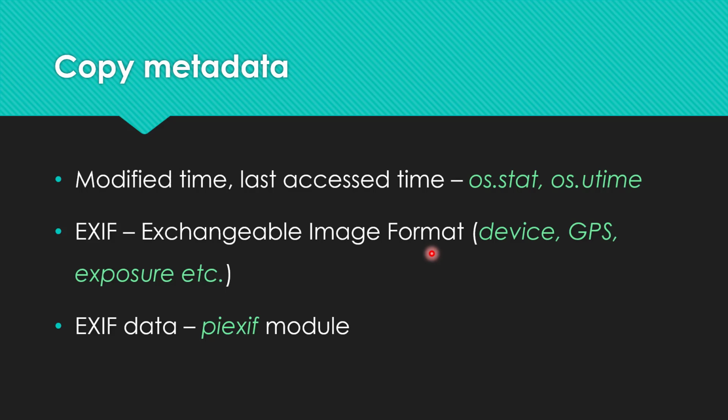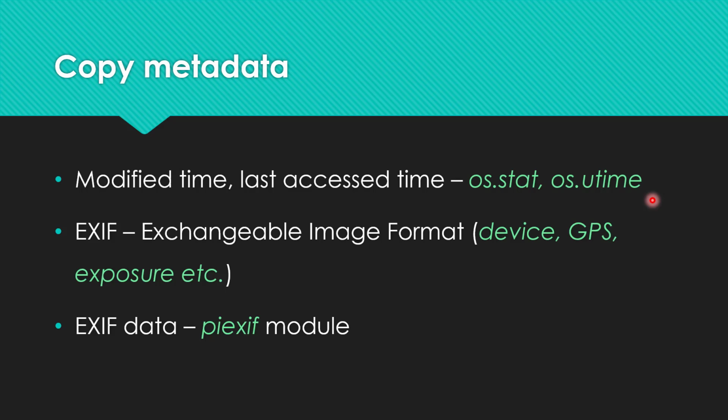So how can we do that? It's really simple actually. You can just copy the modified time and the last access time of the source image to the compressed image. And that can be done very easily using os.stat. Using os.stat, you can fetch the modified time and the last access time. And using os.utime, which is update time, you can apply those source modified time and last access time to the compressed image.